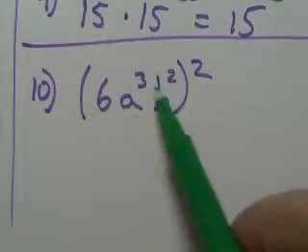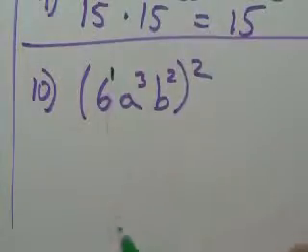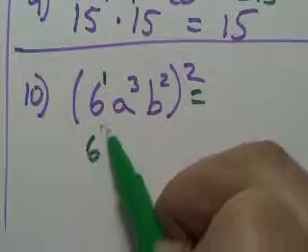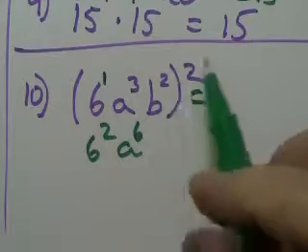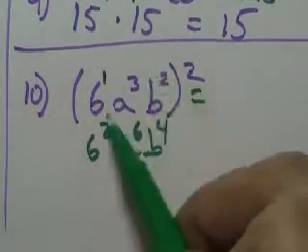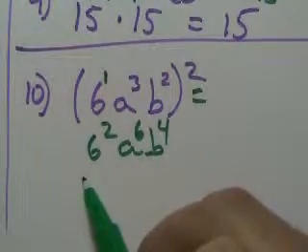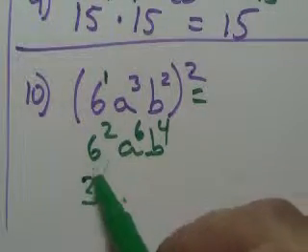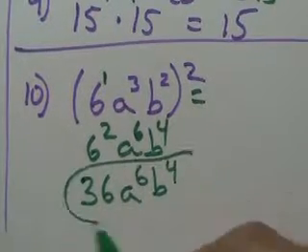Okay, we're taking a power of a product here. So we're going to multiply the exponents. If there's no exponent there, it's the invisible 1. So we have 6 squared. A to the 2 times 3 is 6. And for the B, 2 times 2 is 4. So see that? 2 times 1 is 2. 2 times 3 is 6. 2 times 2 is 4. And 6 squared, 6 times 6 is 36. It's not 12. It's not 6 times 2. It's 6 times 6, 36. A to the 6, B to the 4th.